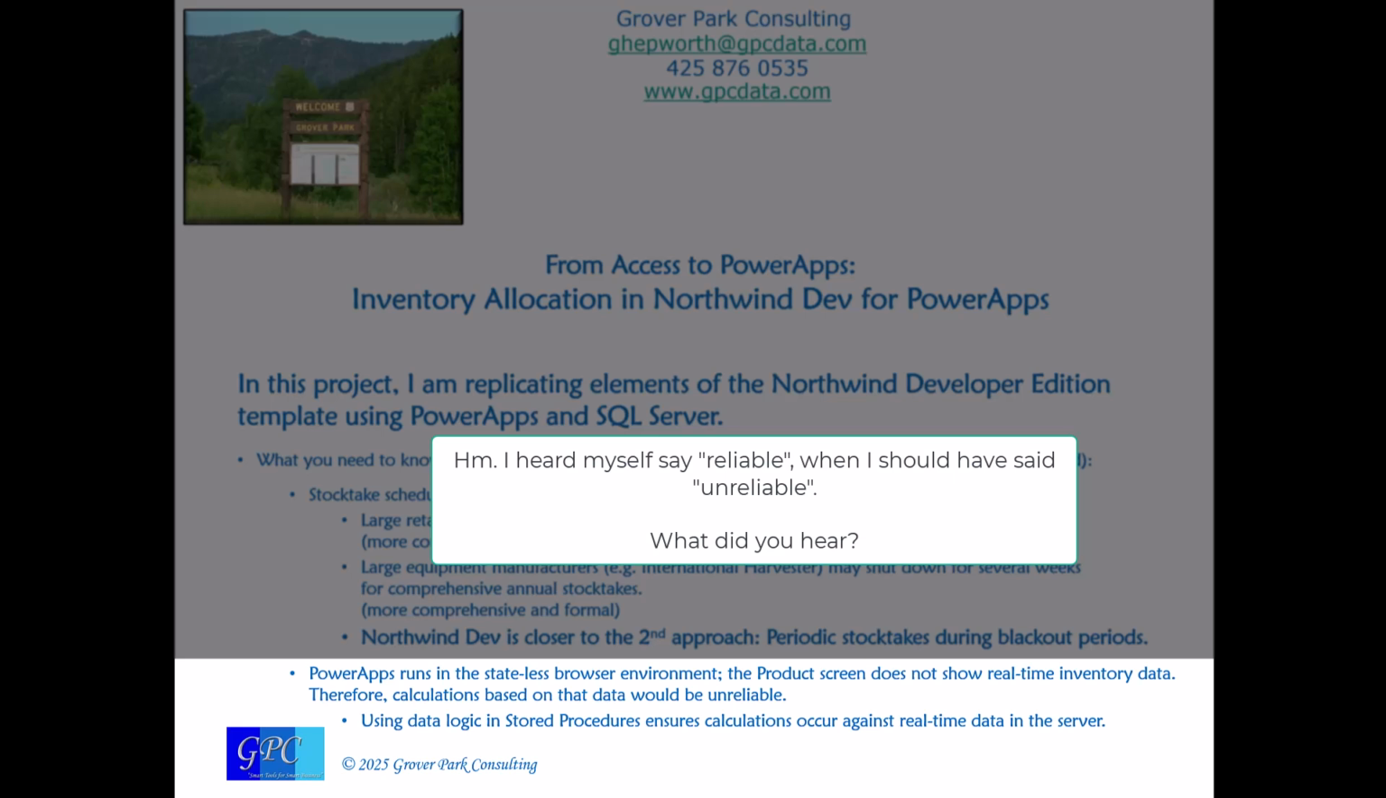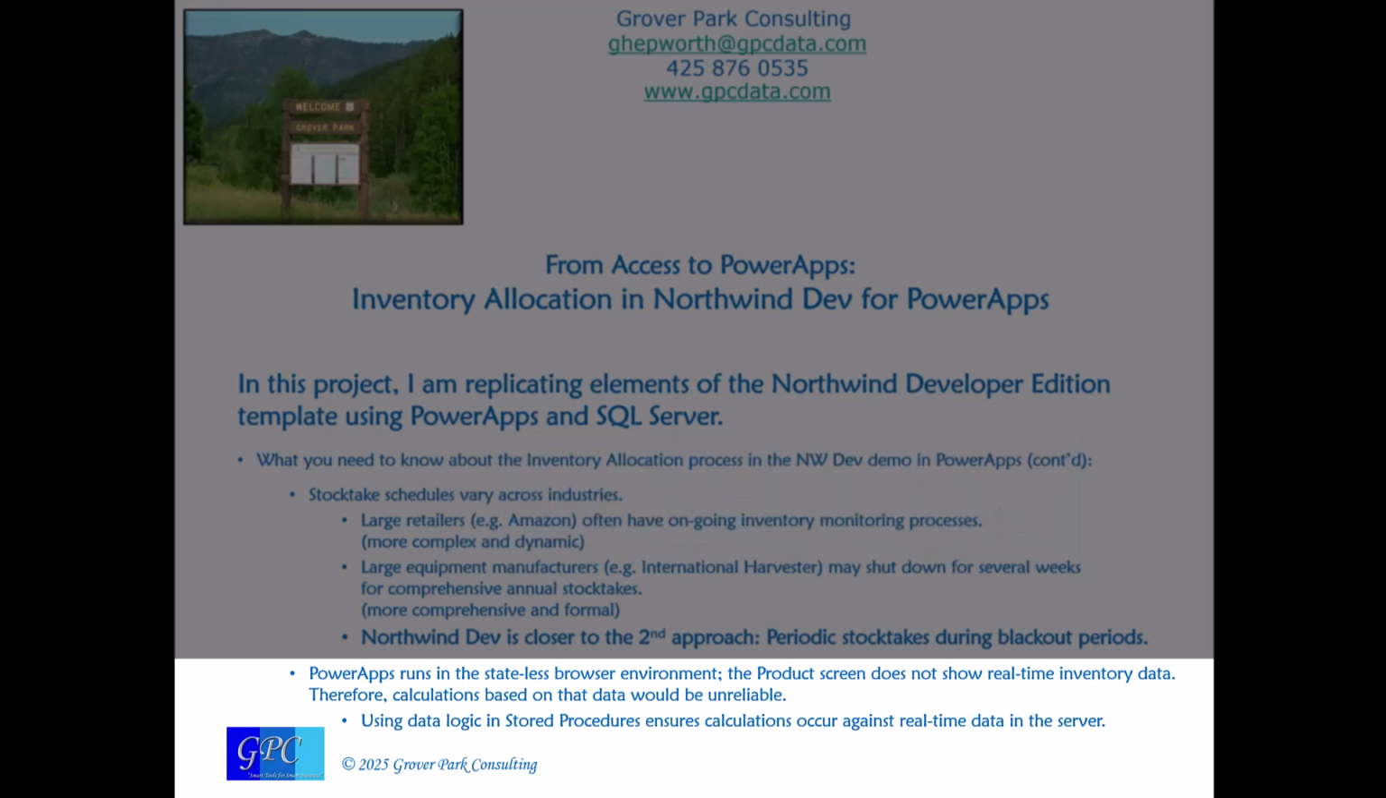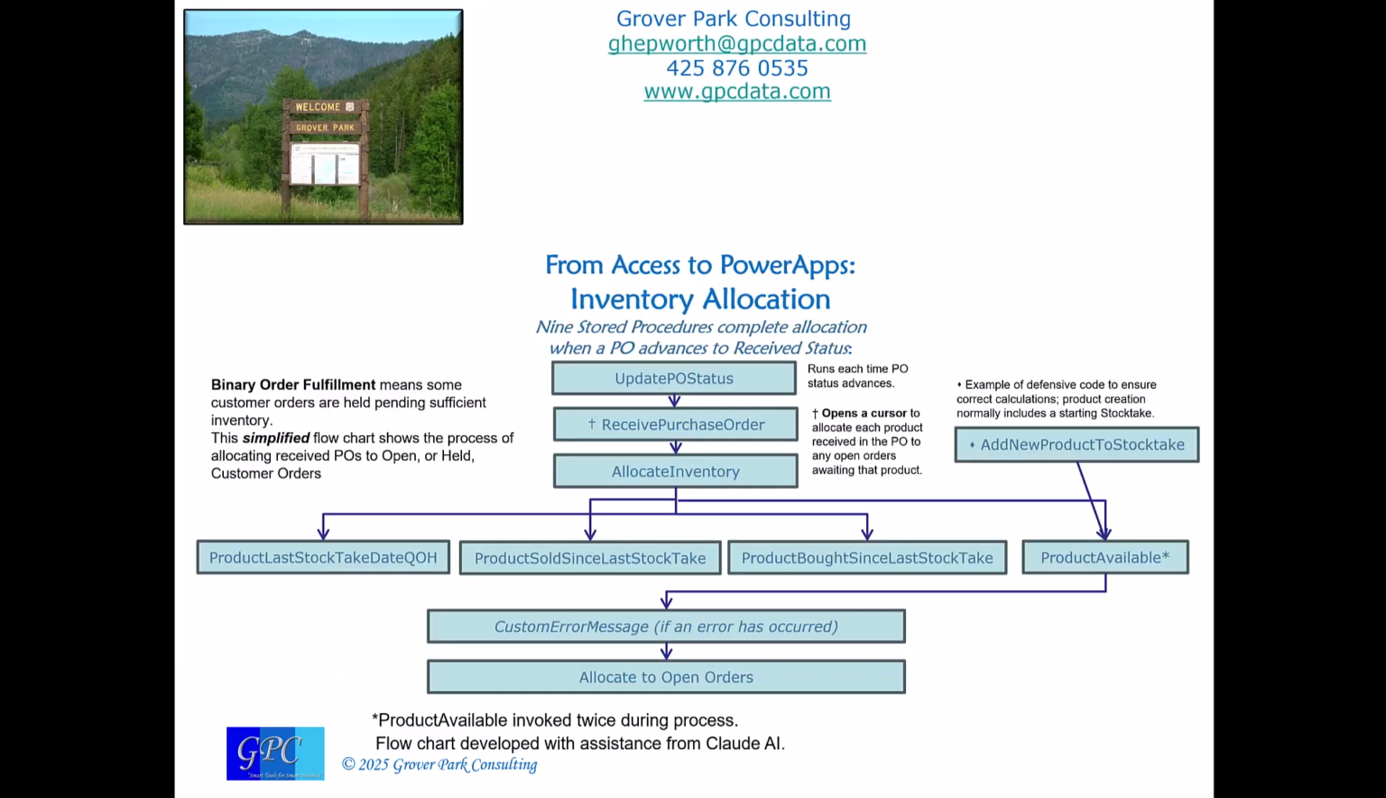Therefore, our decision was to use data logic in stored procedures. That ensures our calculations occur against real-time data on the server. Let's look at the process. The inventory allocation process relies on 9 stored procedures. Purchase orders advance from new to submitted to approved to received to paid.